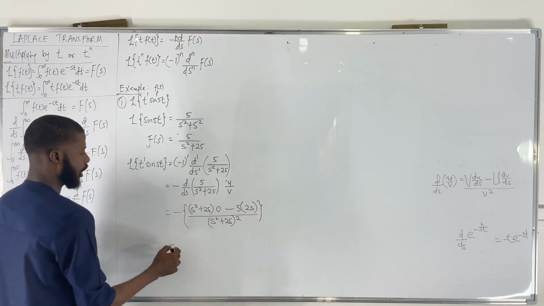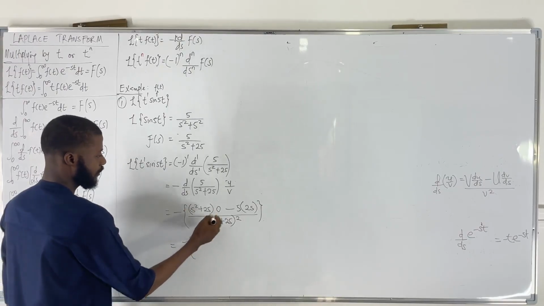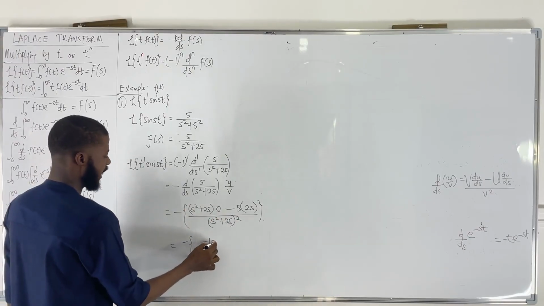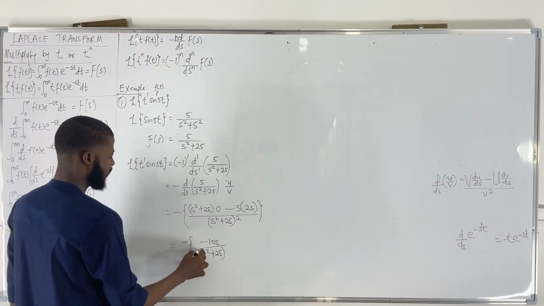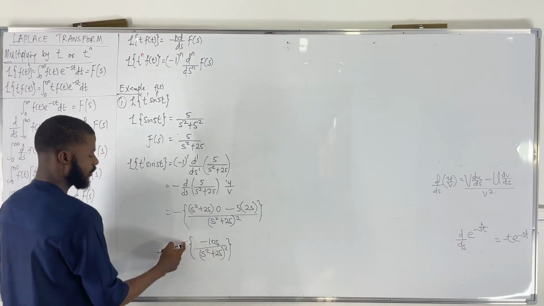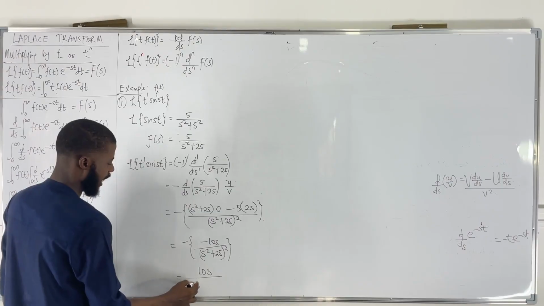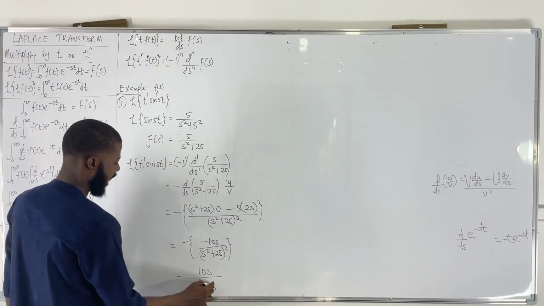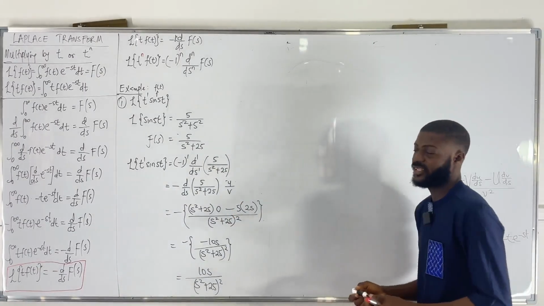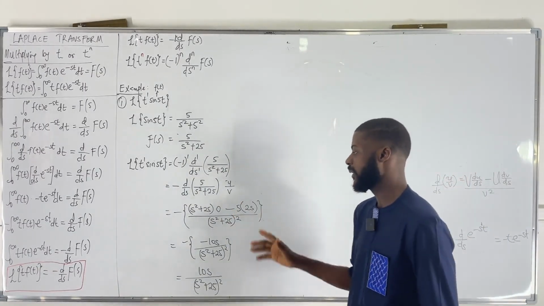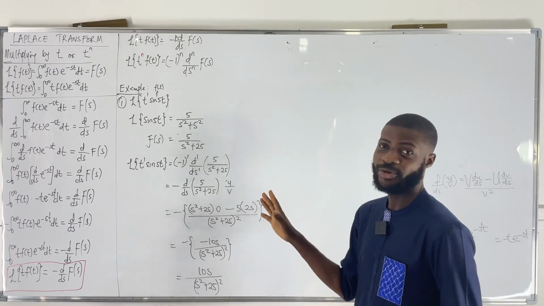Alright, now everything here will be 0. So this will become minus 10s divided by s squared plus 25 all squared. Now the minus will take care of the minus, so this will just be 10s divided by s squared plus 25 all squared. So that's what the Laplace transform of that expression is going to become. Yeah, it's a little bit tedious. So this is what it's going to become.